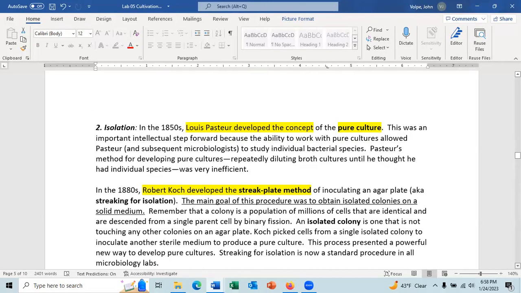Any questions about that? So Robert Koch developed the streak plate method, which was a very easy way to get a pure culture.